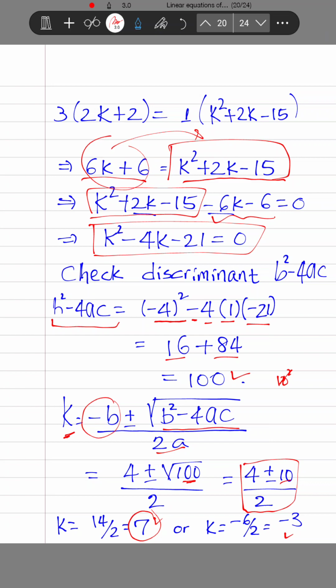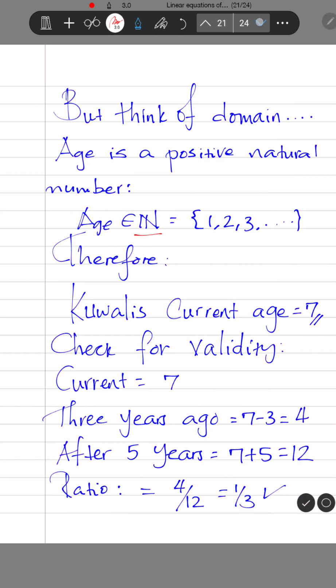7 is a natural number or a counting number. There is no negative age. So the domain of this equation is natural numbers. Then what is in the domain is 7. So it is what we have to choose. So the current age of Kawali is 7. This is how we solve it.